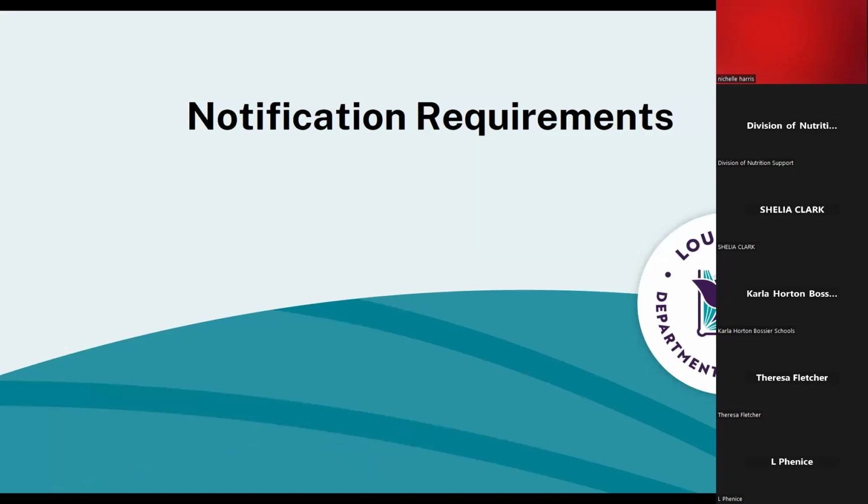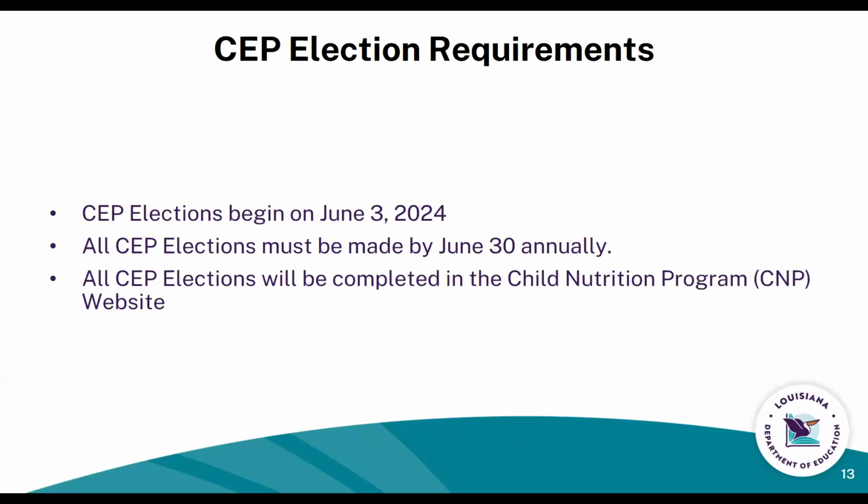Notification requirements. The requirements for CEP elections are as follows. So the CEP elections will begin on June 3rd, 2024, since June 1st is on a Saturday. All CEP elections must be made by June 30th annually. And then this year, all CEP elections will be completed on the Child Nutrition Program website.